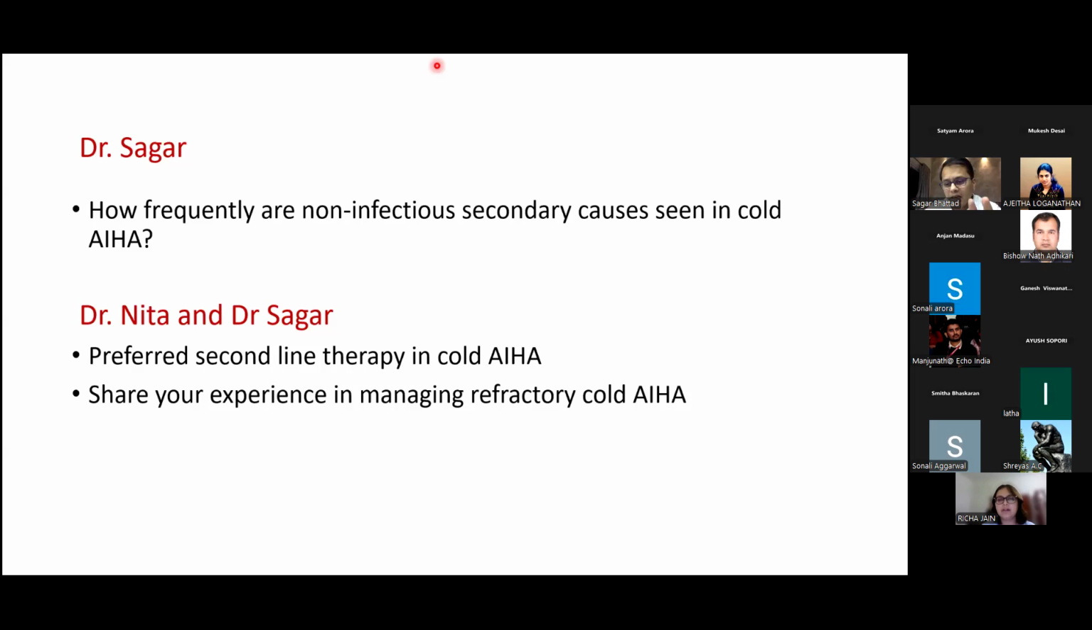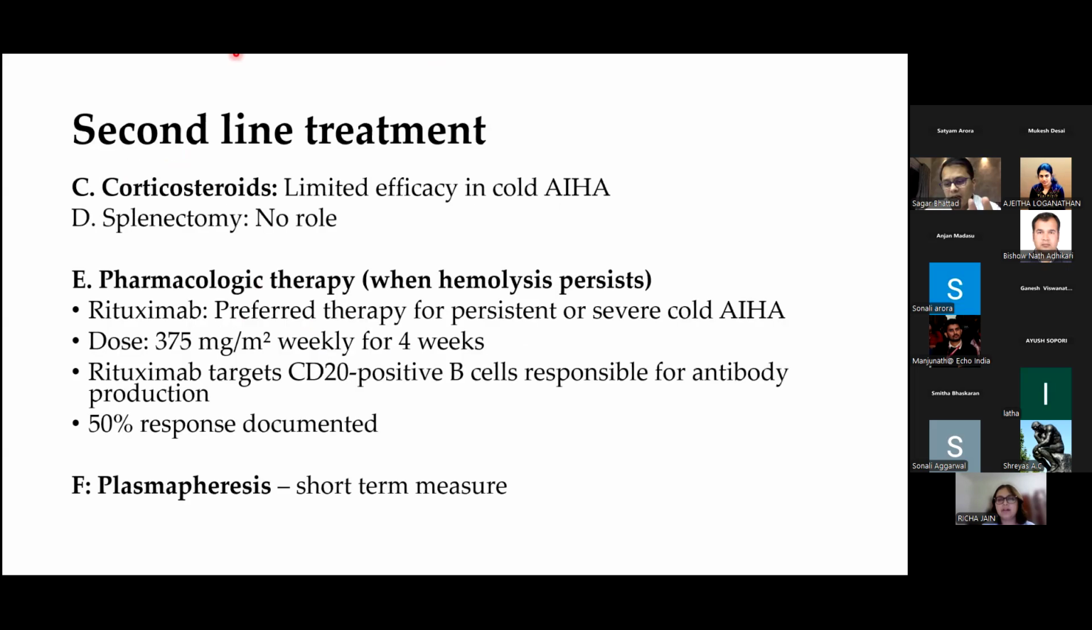So, Dr. Neeta, what is your preferred second-line therapy in this child? And also, please share your experience. In cold AIHA, steroids have a very limited role because the hemolysis is mainly not in the spleen. Splenic-sparing agent is usually rituximab, but the response is not that great. It is usually around 50% only.